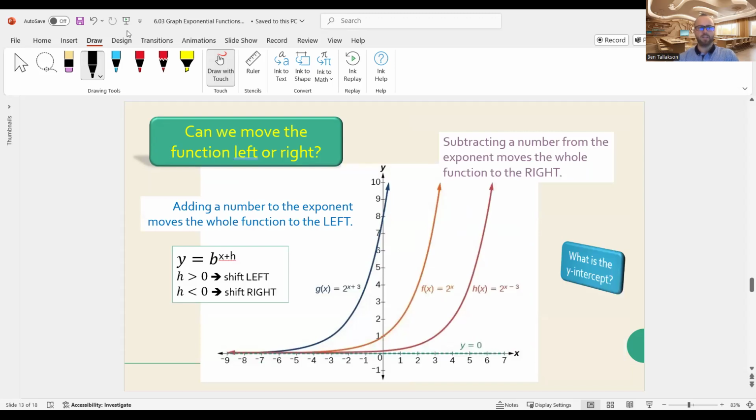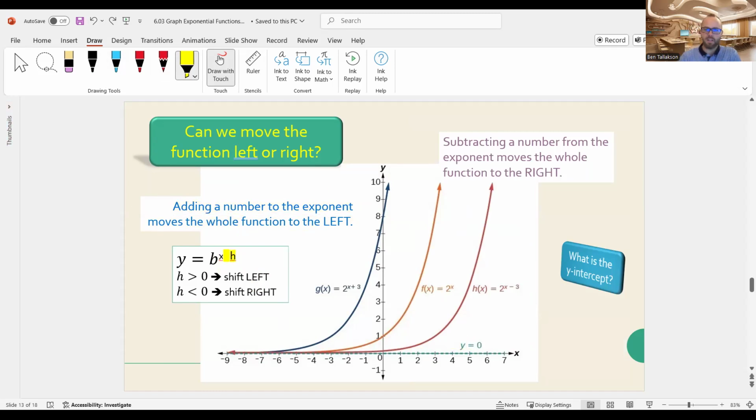Now, you guessed it, moving left and right is also an option. When does it happen? Let's see. When you add a number to the exponent up here, that's going to move the whole function to the left. Okay? So what would happen if you subtract? Then you're moving it in the opposite direction to the right. And this is very counterintuitive.